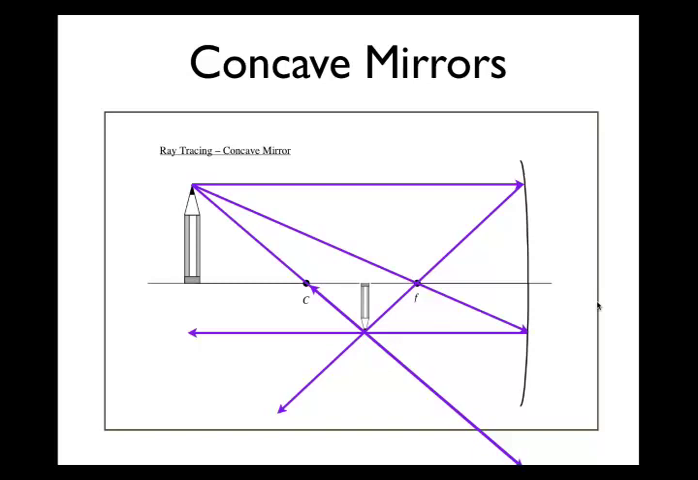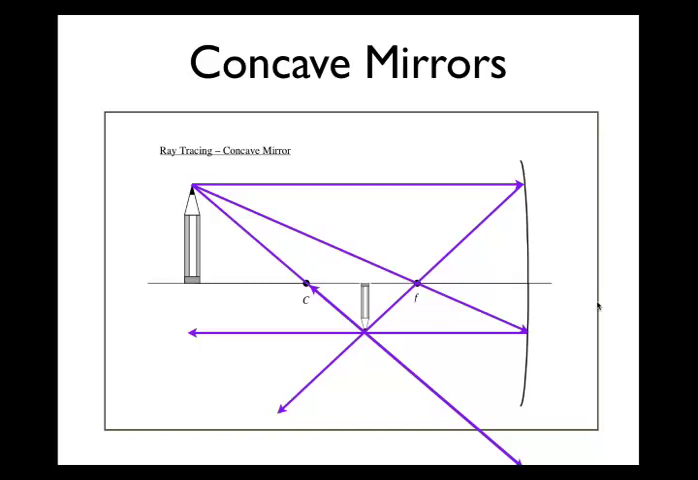It is also not the same size as the object. In fact, it is reduced, and we're going to subsequently talk about the concept of magnification. But this image is smaller than the object that formed it, and it is real, meaning it is in a location where actual rays of light are reflecting and coming together.